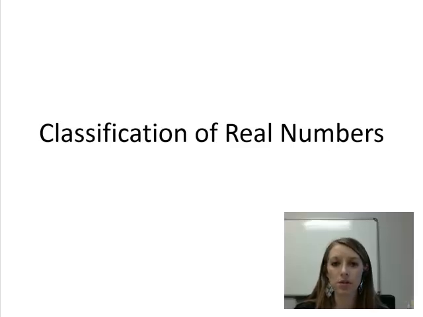Classification of real numbers. In this lecture, I'm going to take each and every number that you or I could possibly think of, no matter how unique or original that number is, and we're going to classify it in a certain way, meaning we're going to give it some sort of label, or put it in some sort of group of very similar numbers.